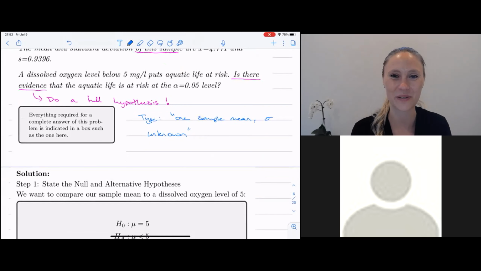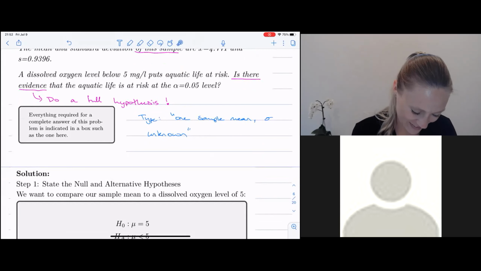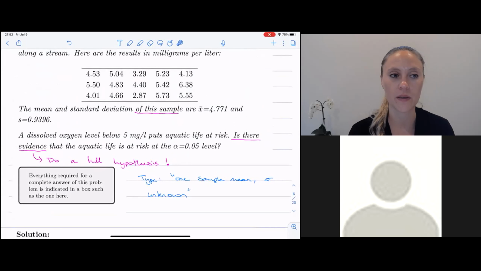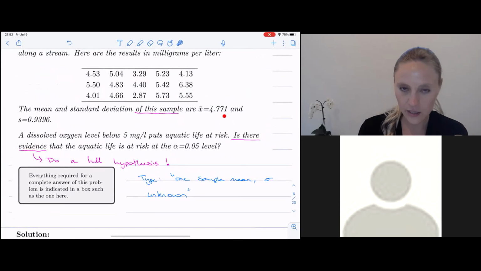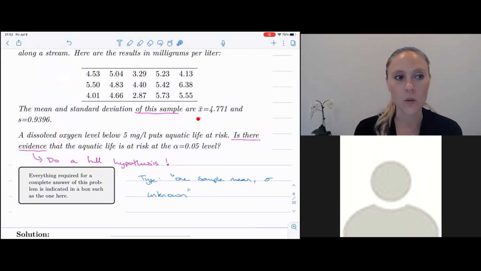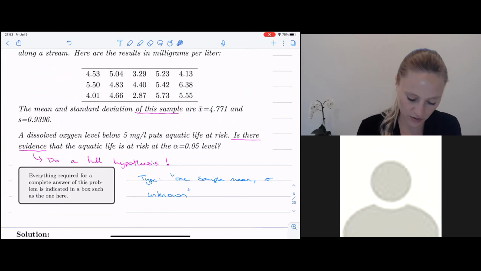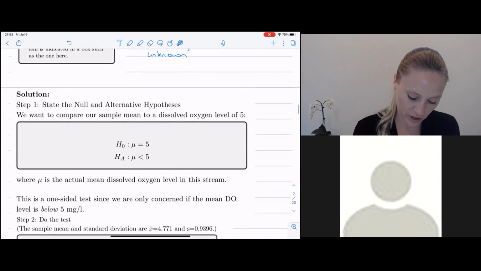And no surprise, that's all we have talked about so far in this section. So first thing you have to do is state your null and alternative hypothesis. Now remember, to state your null and alternative hypothesis, you have to figure out what value you want to compare your sample mean to. So the hot topic here is the 5. Anything below 5 is bad news bears, right? And so this 5 is the value that we want to compare our sample mean to. And so that's what we use in our null and alternative hypothesis.